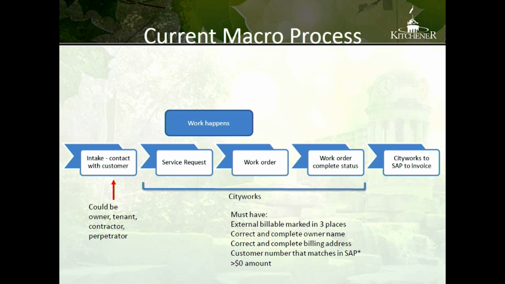Once the work is complete and all costs are finalized, the work order status can be changed to complete status, which then triggers a transfer over to SAP so that the invoicing can be completed. So in order to make this happen, the service request and the work order must have an external billable flag marked in 3 places, a correct and complete owner name and address, a customer number that matches in SAP, and an amount that's greater than 0. So if all these things happen, then the invoice will flow smoothly.